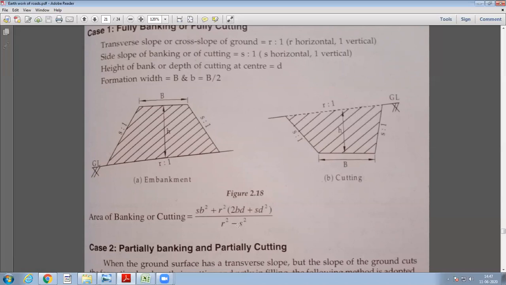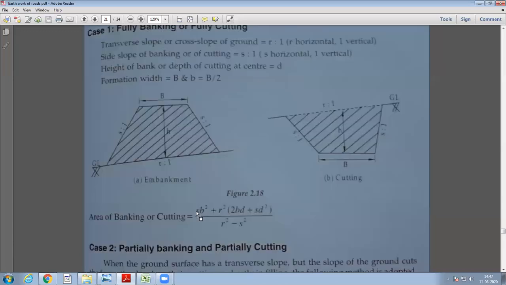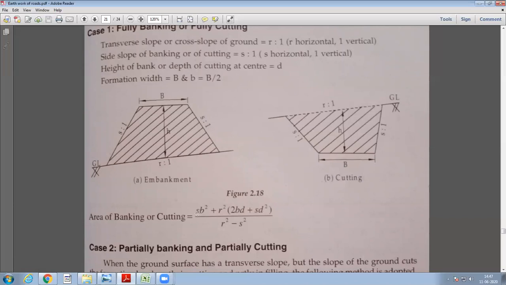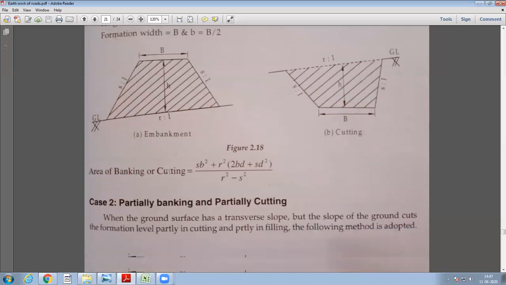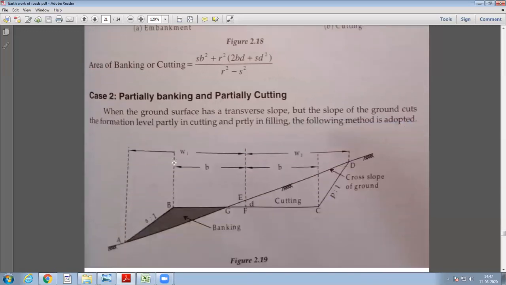This is the case when there is fully banking or fully cutting. So s remains constant. If it is banking, whatever the slope is given has to be substituted here, and small b is equal to capital B divided by 2. R is the transverse slope and d is the depth. Whatever H is written here is actually d, depth. This is what we need to use.